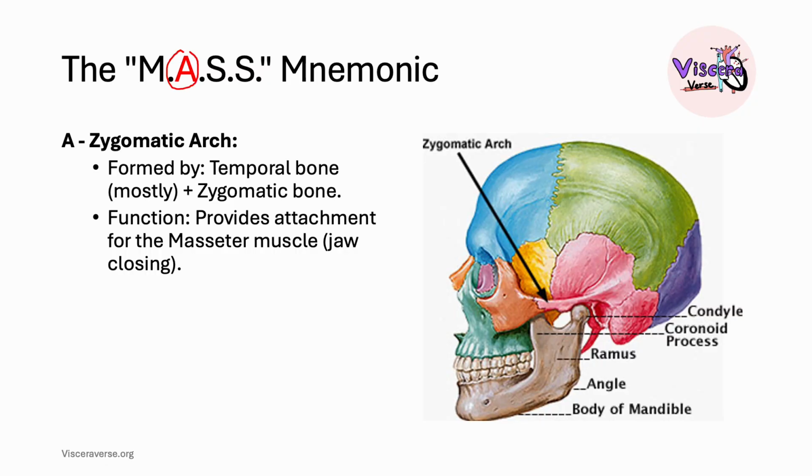A stands for the zygomatic arch, and as you can see here we have our temporal bone, and it forms most of the zygomatic arch. However, the remaining roughly one third is formed by your zygomatic bone. The function of this zygomatic arch is attachment for the masseter muscle, which is a very important muscle in terms of mastication and jaw closing.